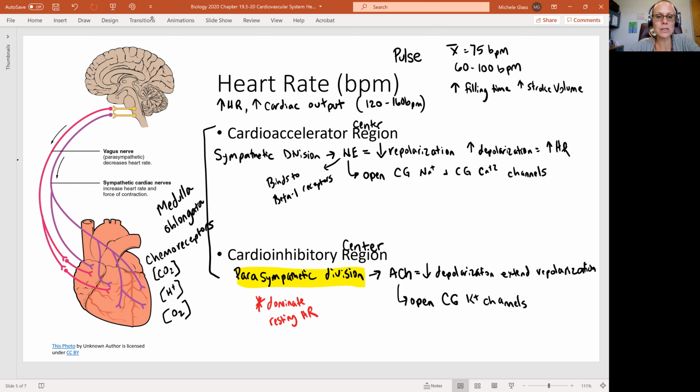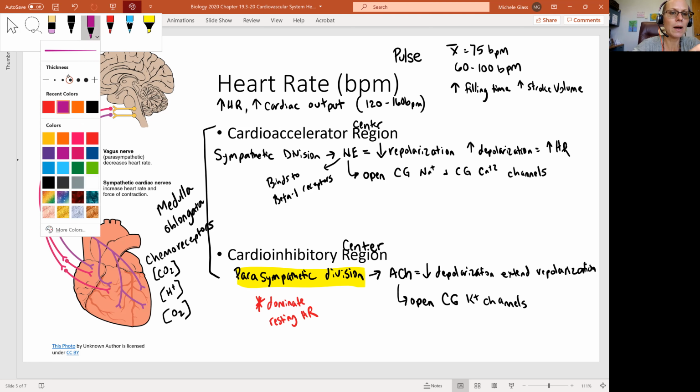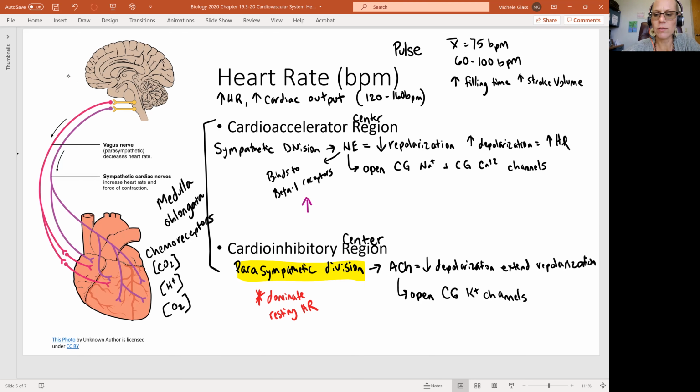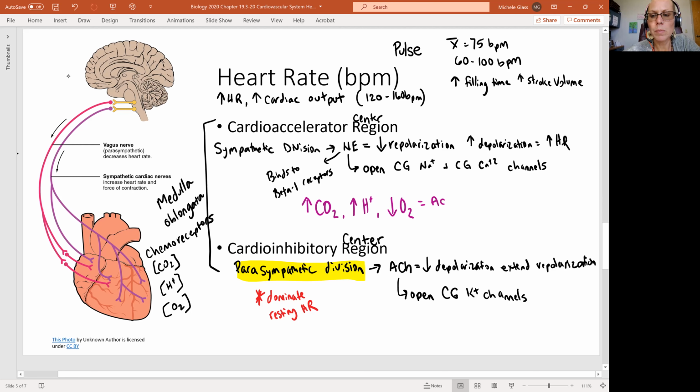What we'll see, we mentioned that the medulla oblongata has chemoreceptors that are sensitive to carbon dioxide gas concentrations, hydrogen ion concentrations, and oxygen gas concentrations. And so what we'll see is when we talk about our cardio accelerator region, this is going to be stimulated when you have high level of CO2, high level of hydrogen ion, and low levels of oxygen. And this is typical of an active tissue.